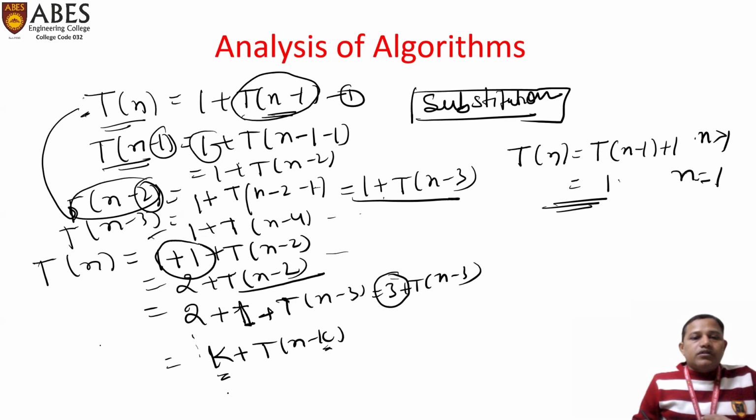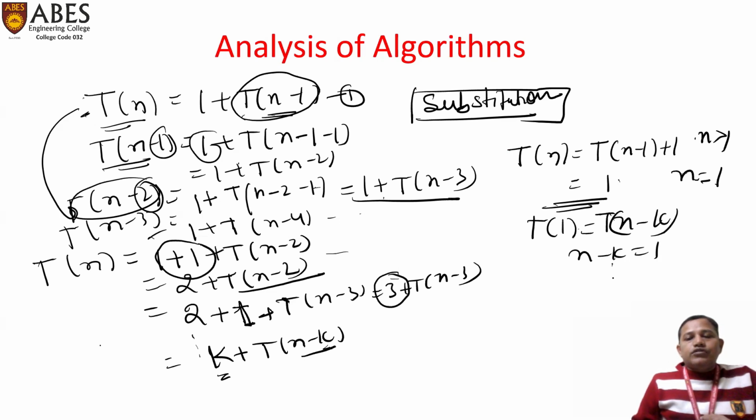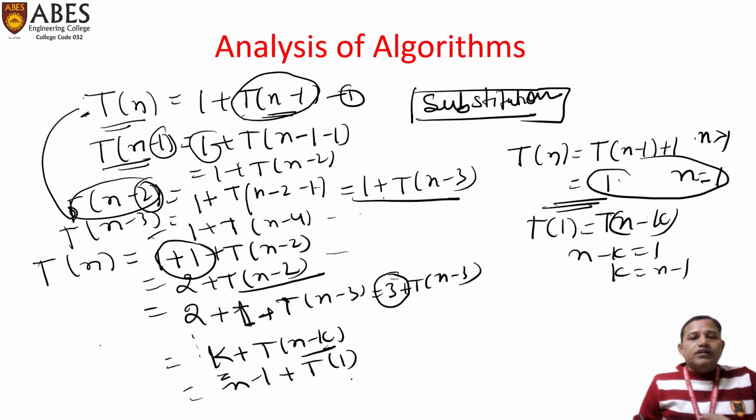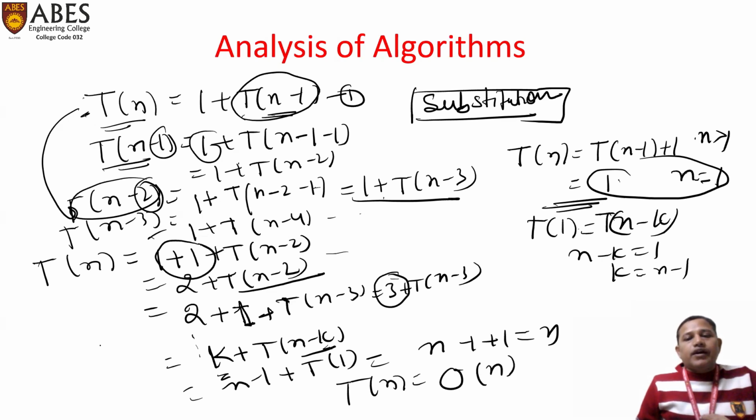So when we put T(n minus k) equal to T(1), then n minus k equals 1, so k equals n minus 1. So put this value here: k = n minus 1, plus T(n minus k) is equal to T(1). And what will be the value of T(1) here if n is equal to 1? That is 1. This will be n minus 1 plus 1, that is n. This will be the time complexity of this recursive function, that is big O of n.